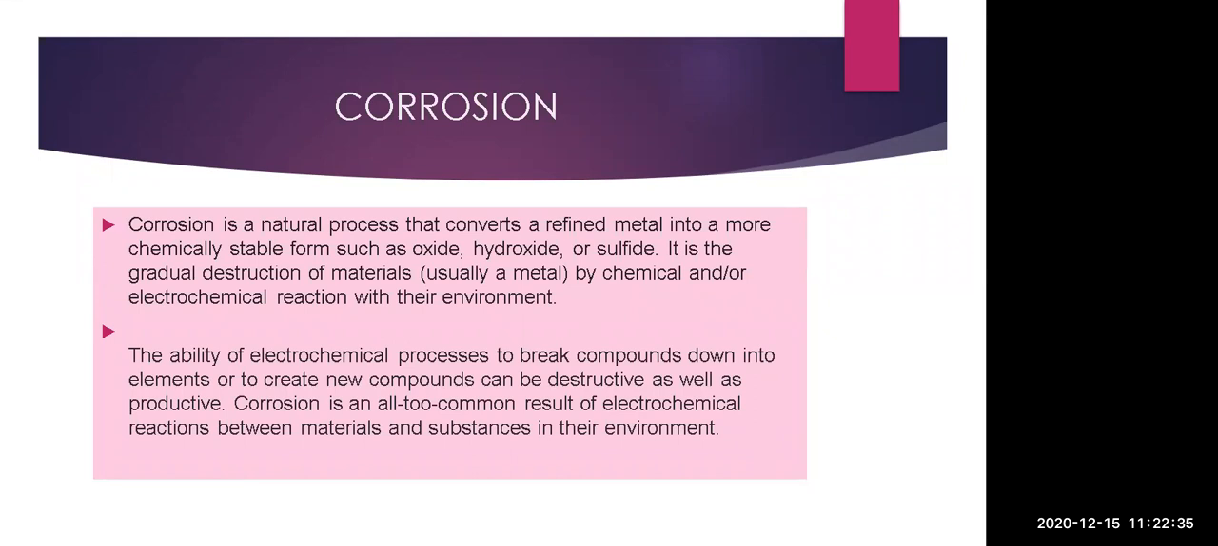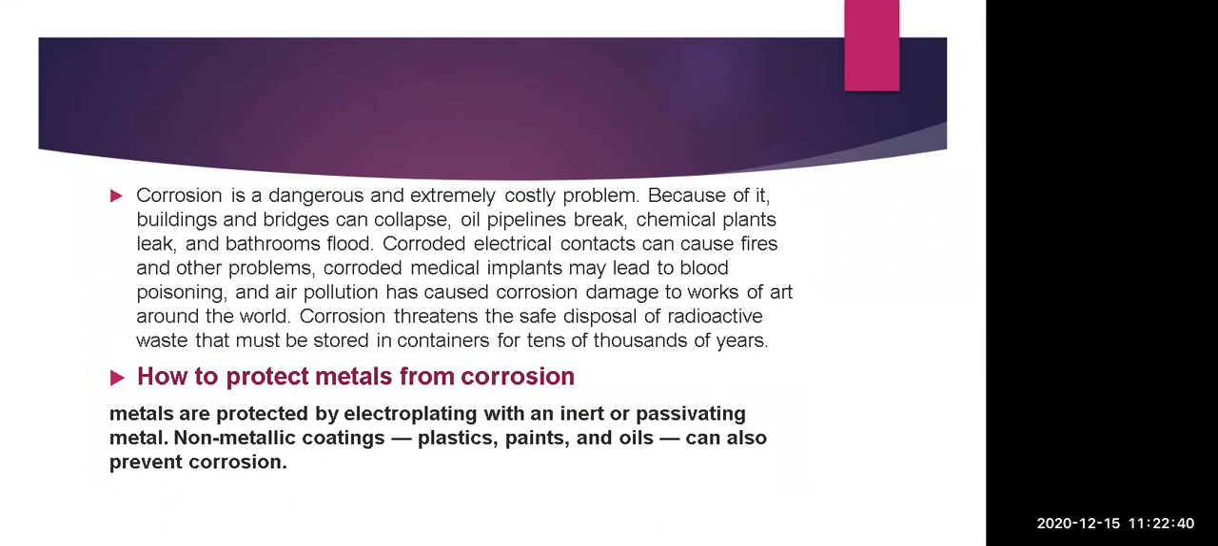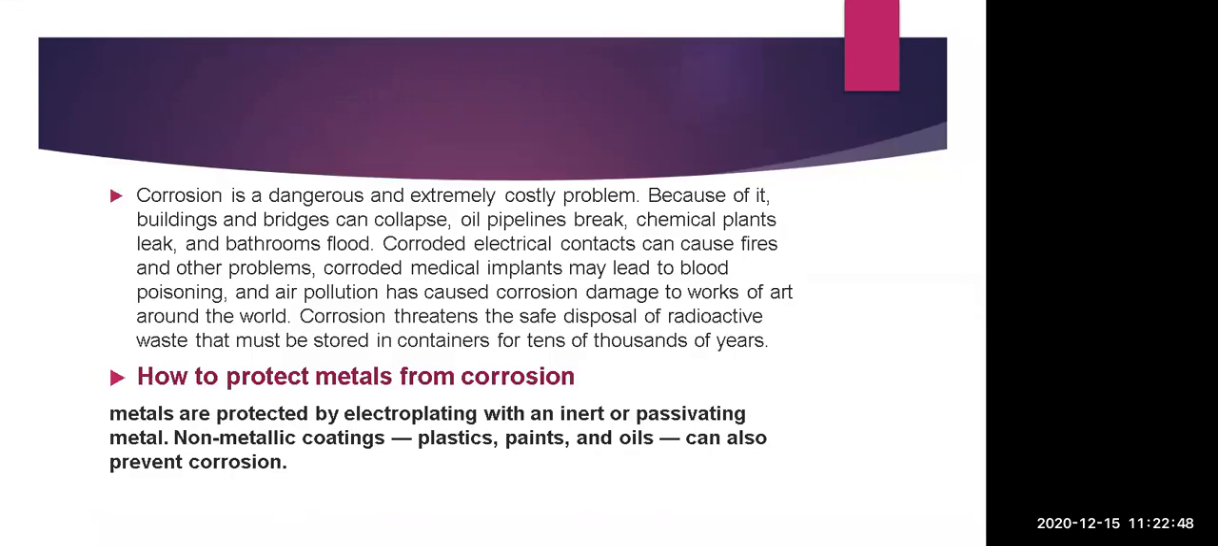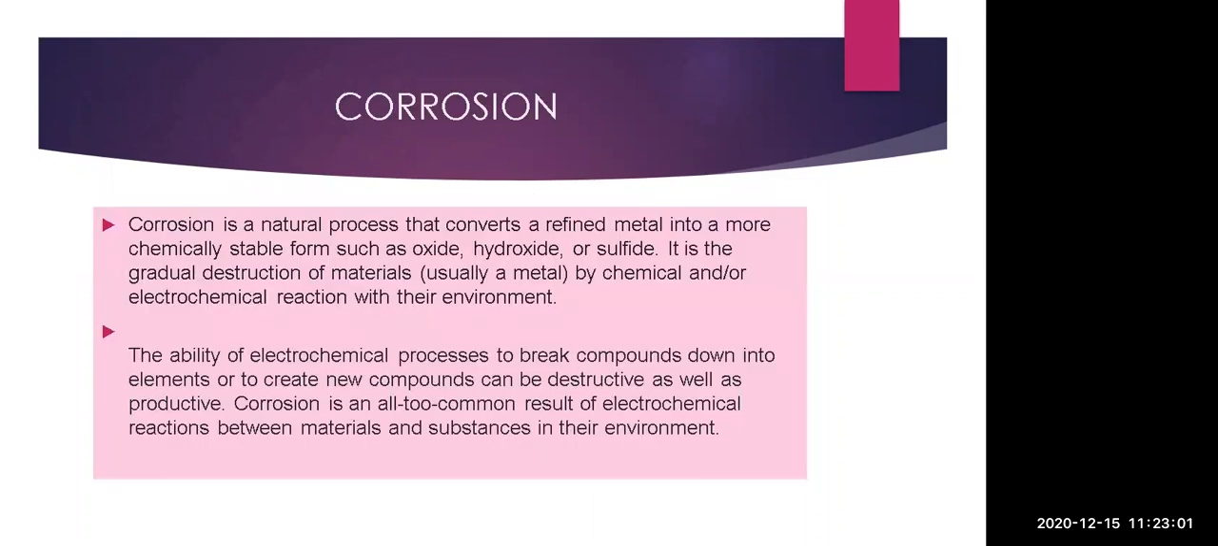So here we can say that corrosion is very dangerous. You might have seen examples like this: many of the oil pipes, bridges, and buildings get corroded. Now why do they get corroded? Because of the reaction between the particular chemical present over it and the chemicals present in the atmosphere. It is a natural process which converts a refined metal into a more chemically stable form such as oxide, hydroxide, or sulfide. This is one of the natural processes acting in the environment. We can also call it an electrochemical process which breaks down the compound to create a new compound, and it can be destructive or productive.